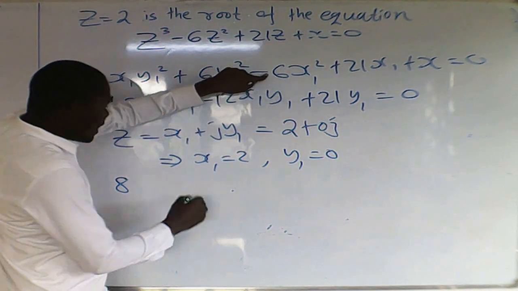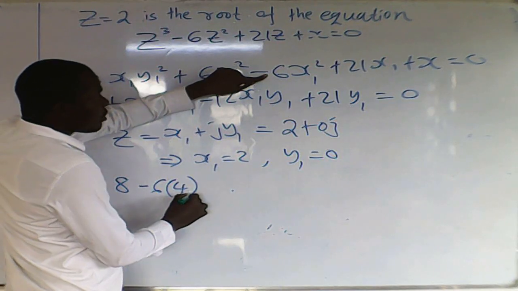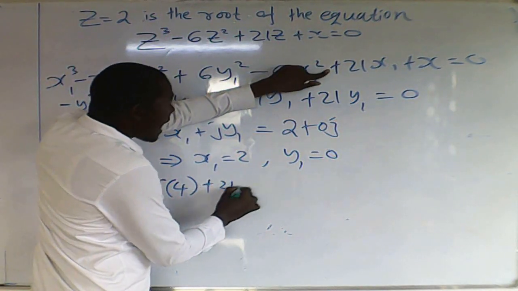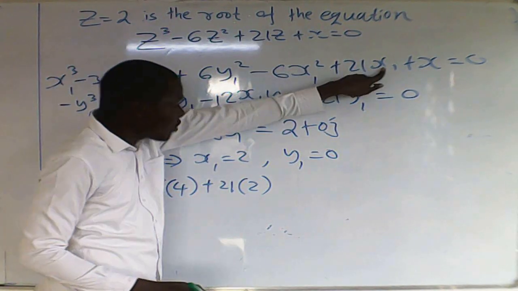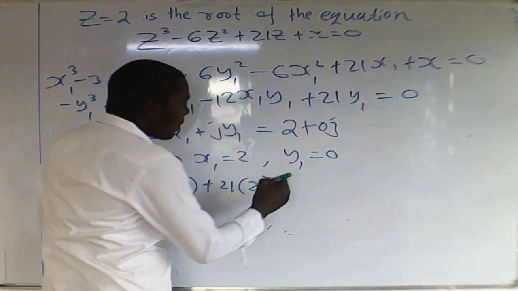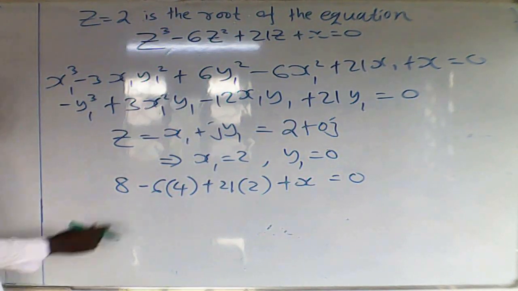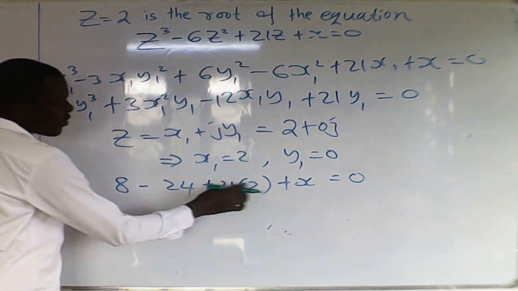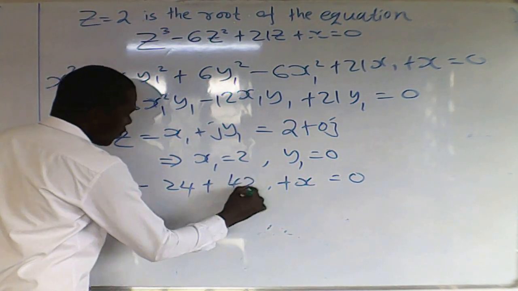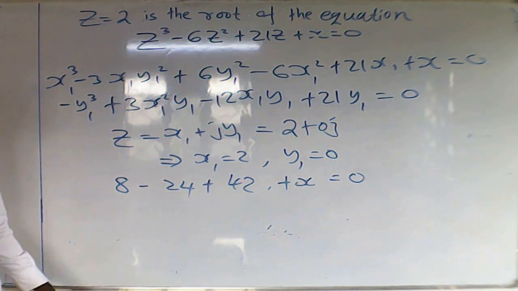Then minus 6x1 squared, meaning 4 there. Then plus 21 into x1, isn't it? Because x1 is 2, isn't it? Then plus x is equals to 0. Can you now simplify this? 8 minus 6 times 4 is 24. 21 times 2 is 42. So can you work that out? 8 minus 24 plus 42, what do you have?